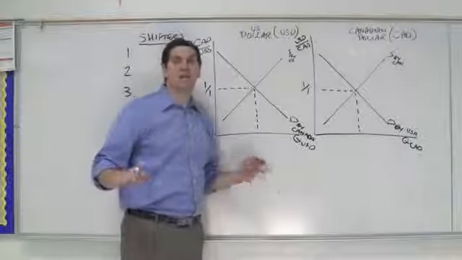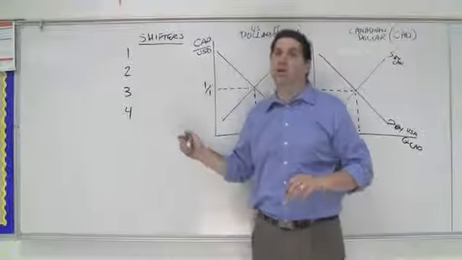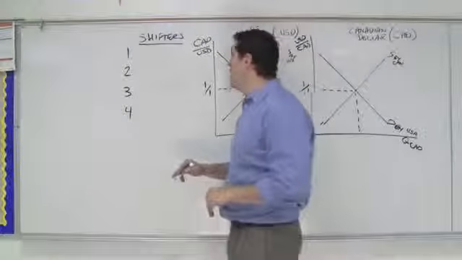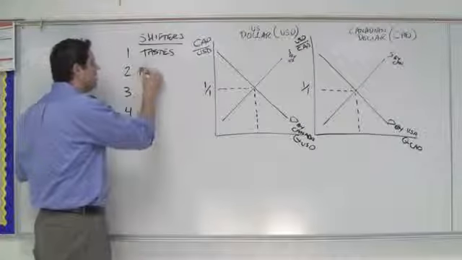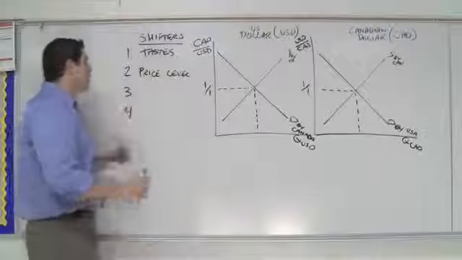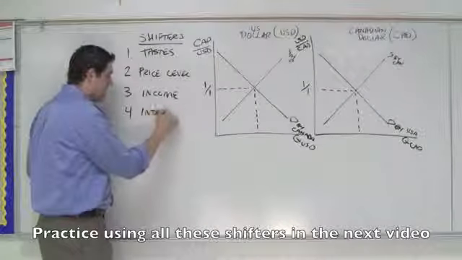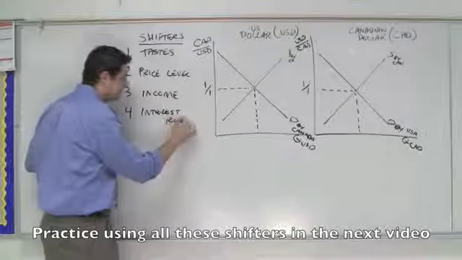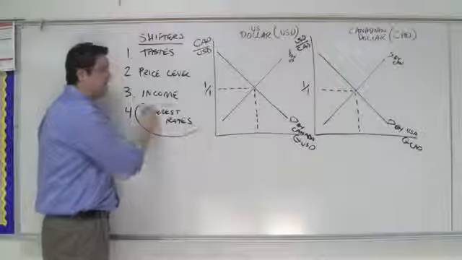Now, before we shift this thing, let's talk about the four things that will shift it, right? The four shifters of foreign exchange. All right, here they are. The first one is tastes and preferences. Another one is price level or inflation. The next one is going to be income. The last one is interest rates. And that's what we're going to use for this example, okay? Let's focus on interest rates.